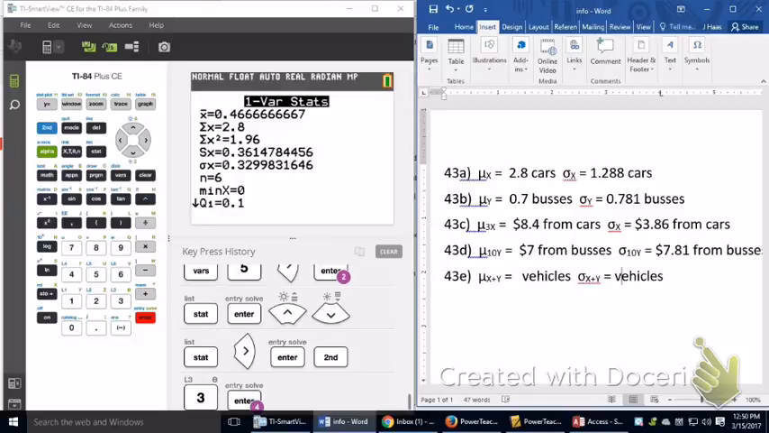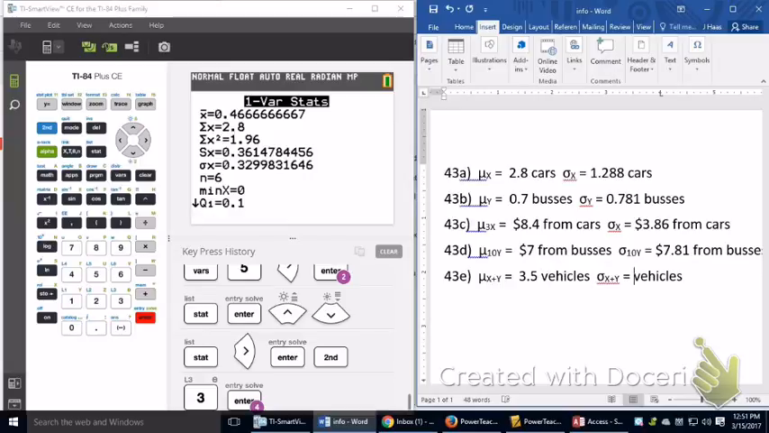Okay, for part E, we're doing the same thing, but it's for the number of vehicles here. So we're just looking at the total number of vehicles. So the mean value of x plus y, if x is cars and y is buses. When I'm combining those two random variables, I can just add to get the mean of that new random variable x plus y for total number of vehicles. So that's going to be 3.5 total vehicles.